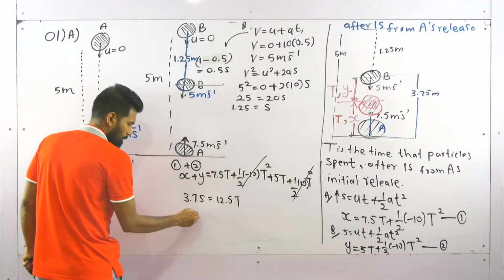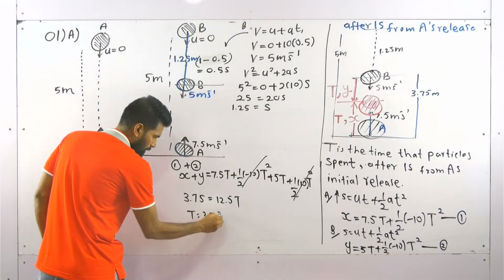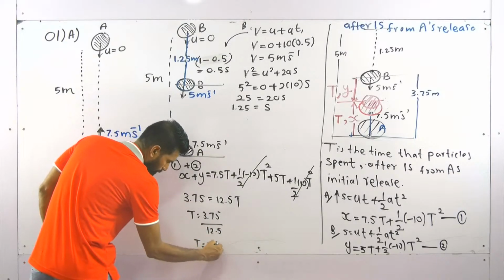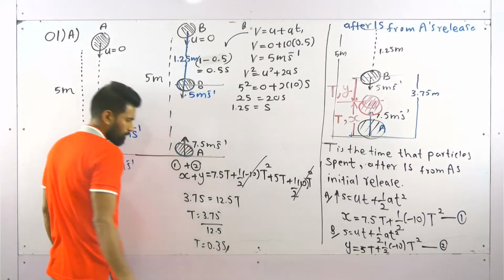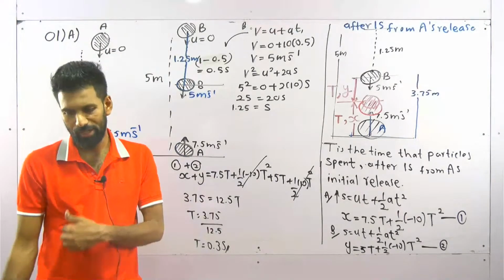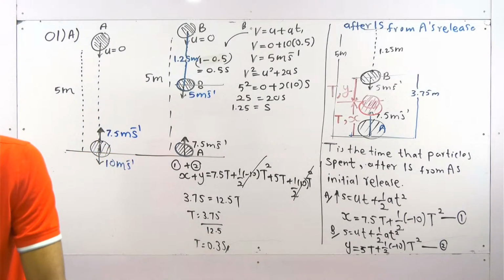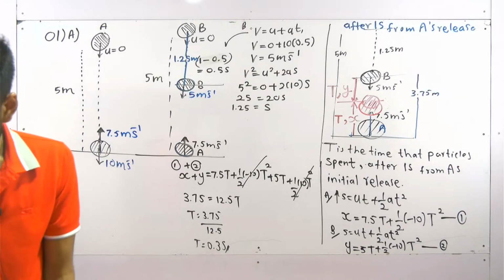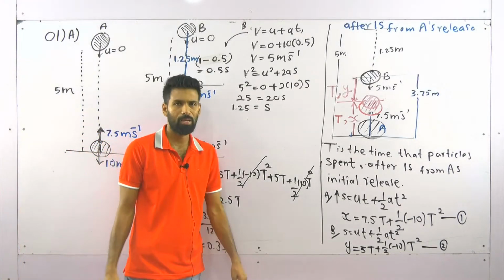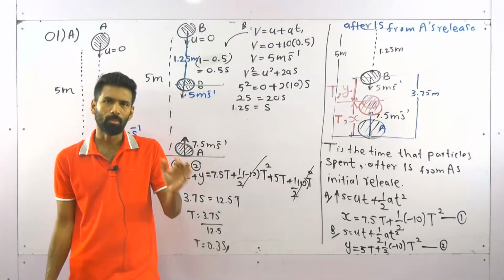So what is t? 3.75 over 12.5. So I can remember the answer. It's 0.3 seconds. T is equal to 0.3 seconds. Okay, shall I check it again? Yeah, it's 0.3 seconds. Okay, so now this is the case.